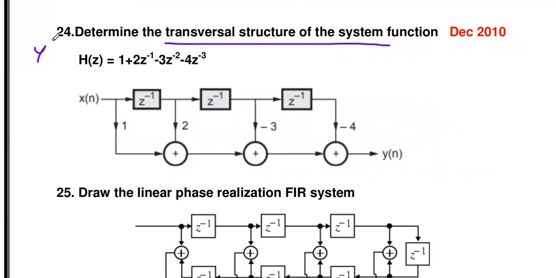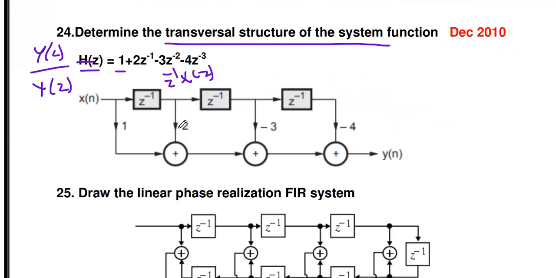So the H of Z you can write as output Y of Z divided by X of Z. So output Y of Z divided by X of Z is equal to this. So output is equal to X of Z into each term. Here you see the input X of N. What is the first thing? 1. So the X of N is multiplied with 1. Next, 2 Z inverse X of Z. So the X of Z is given to 1 delay. So here we are getting Z inverse into X of Z. So the Z inverse X of Z is multiplied with the coefficient 2. Similarly, Z power minus 2, we have to give one more delay.